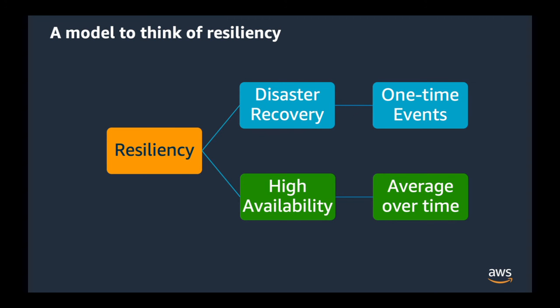This response must be based on your organization's business objectives, which will specify your workload strategy for avoiding loss of data and reducing downtime whenever your workload is not available for use. And so disaster recovery measures objectives for one-time events, like you're seeing here, while availability measures objectives for mean values over a period of time.